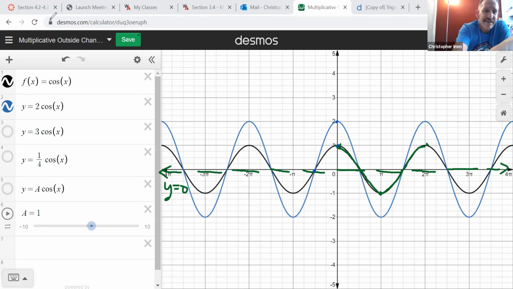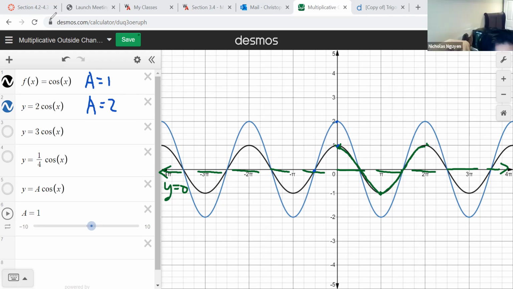So in the case of the first one, we saw our amplitude was 1. Now our amplitude is going to change to 2. Awesome. Questions there? Okay. So now we're going to take 3 times that cosine. So Nicholas, what do you think is going to happen there? It's going to stretch out even more. It will. What will the amplitude be, do you think? 3. All right. Well, let's check that out.